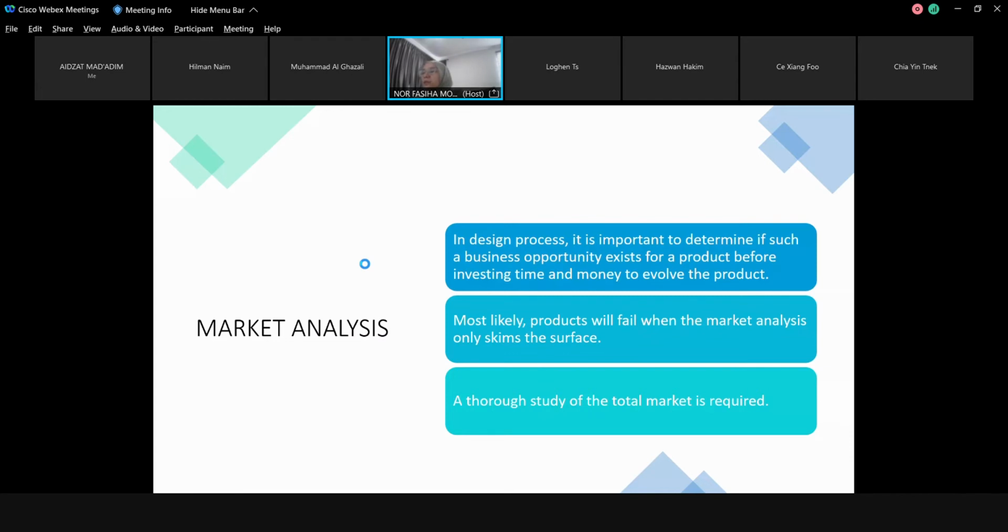Most likely products will fail when the market analysis only skims on the surface. Like, at our stage now, we might know a little about the market, about the existing products. So that is on the surface. We need to go deeper and more thorough. A thorough study of the total market is required.